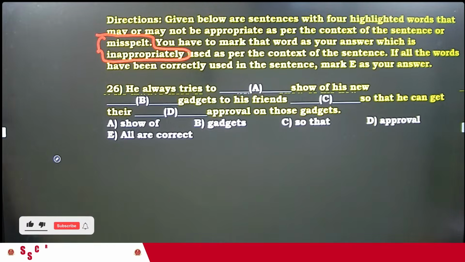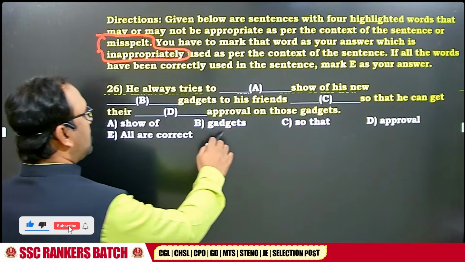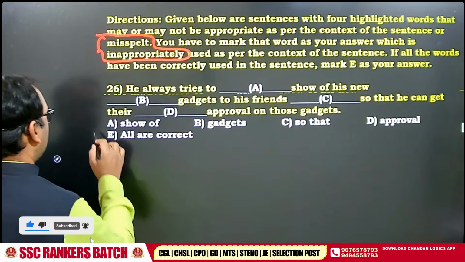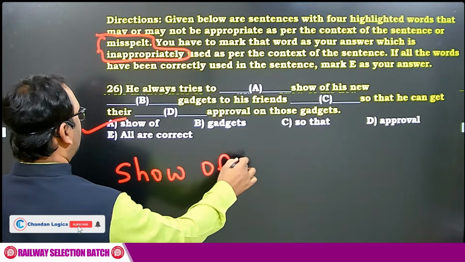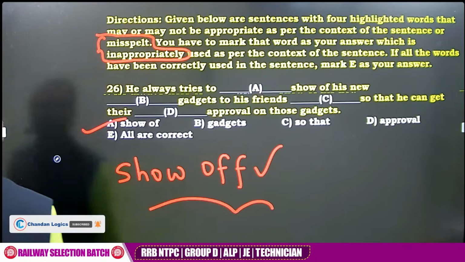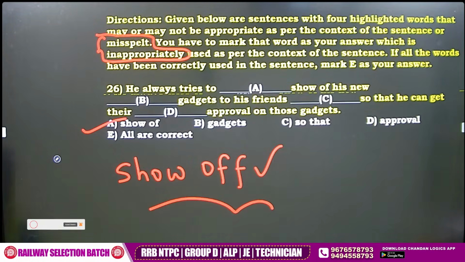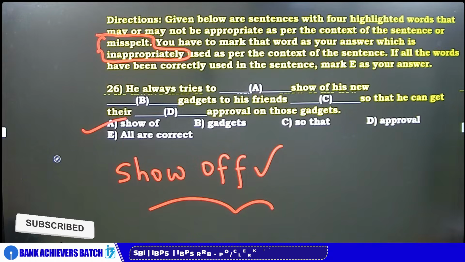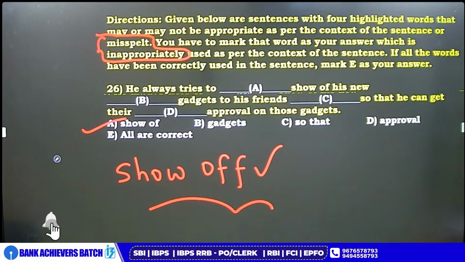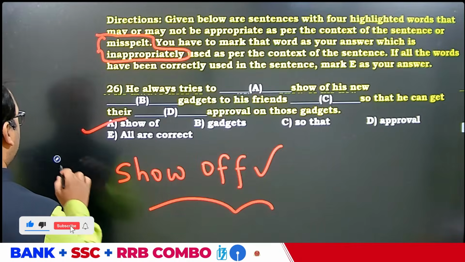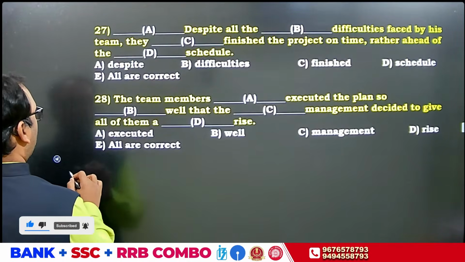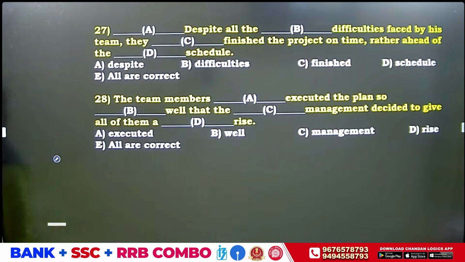Why are we reading it? Gadget spelling is fine, so approval is for show off. When you say show off, you don't say it like that. It's O-F-F. Show off. I don't like people who show off too much. Show off spelling is a problem. What do you think? Next question, guys.